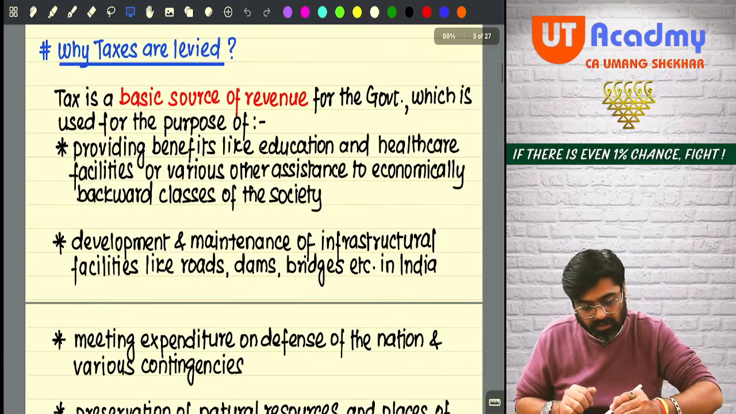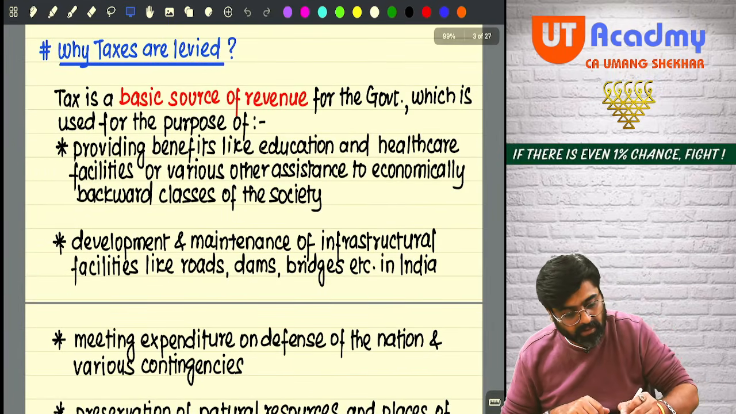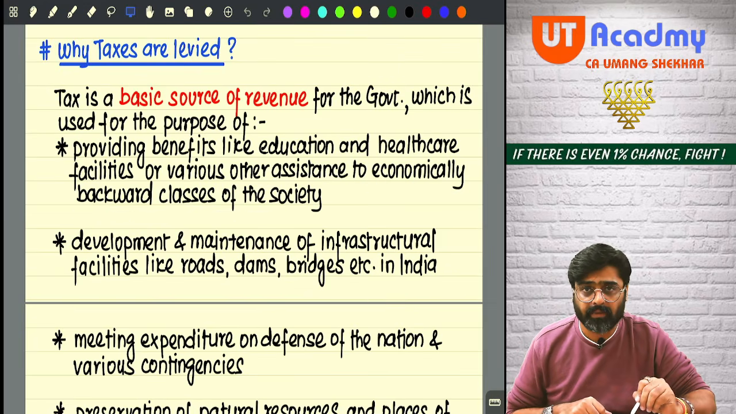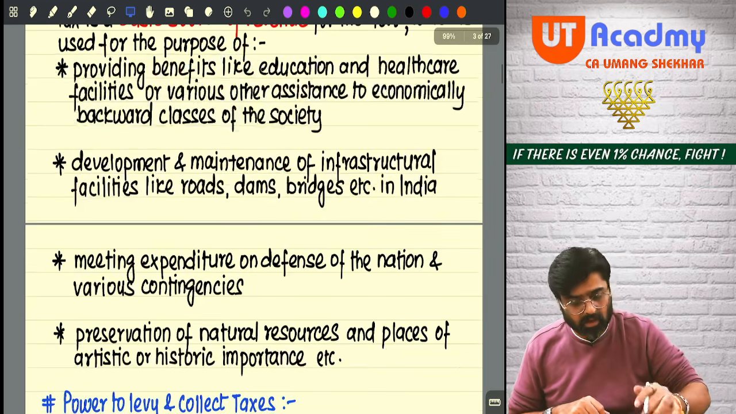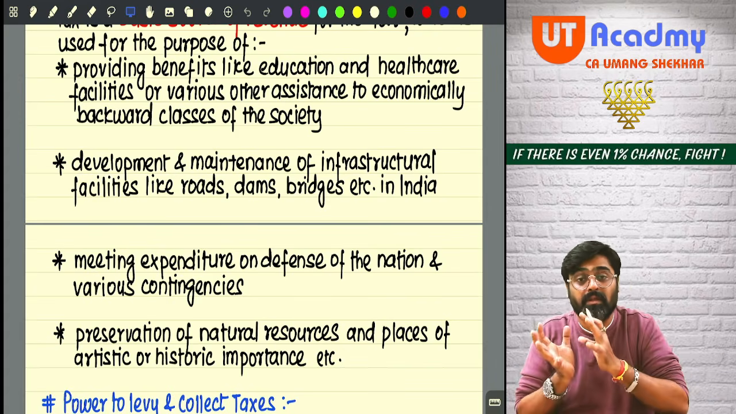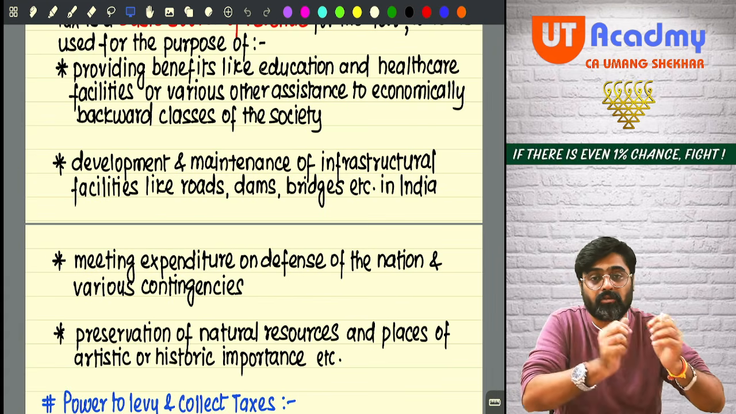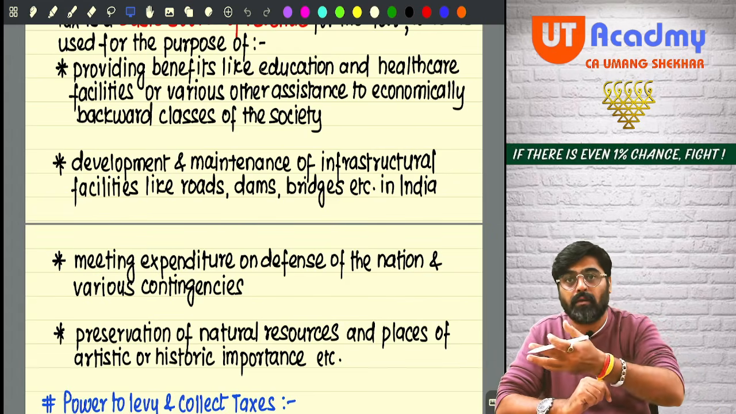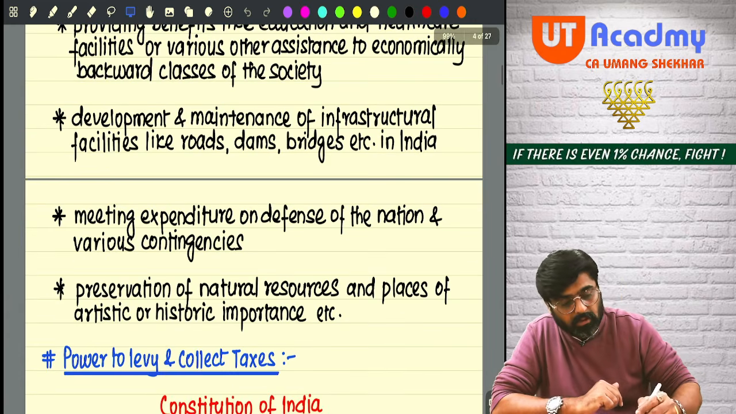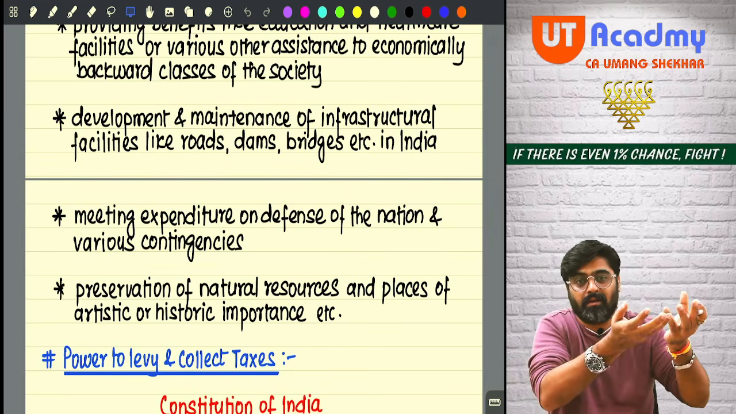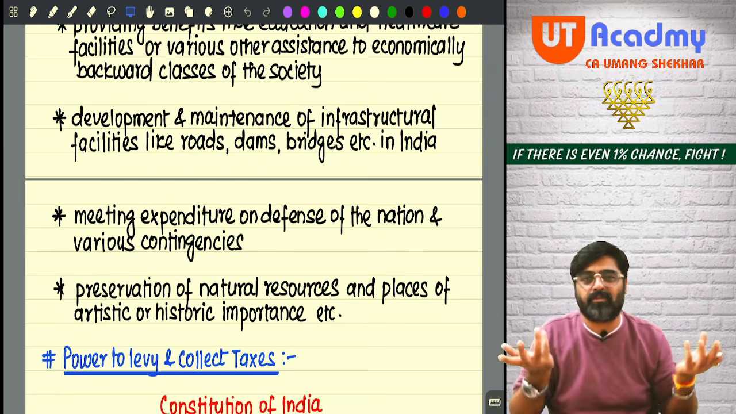And those reasons are, come on, see, look at this. For providing benefits like education, health care facilities, or various other assistance to economically backward classes of the society. Here the government might be spending money on the development and maintenance of infrastructural facilities. So to finance that, the money will come from taxes. Then defense of the nation and various contingencies also. So to meet certain unforeseen events, unforeseen expenditures.